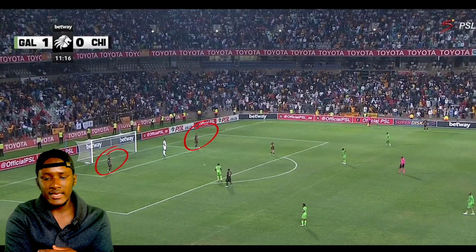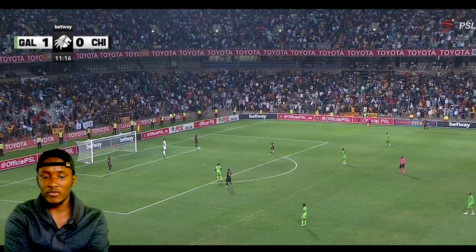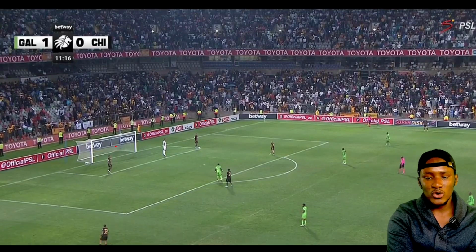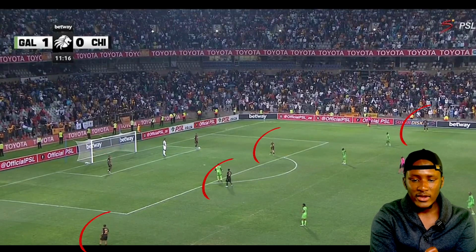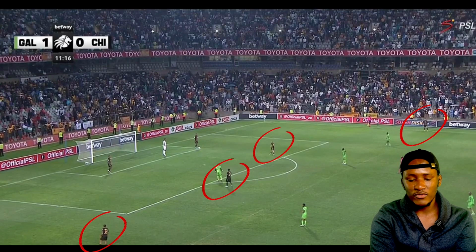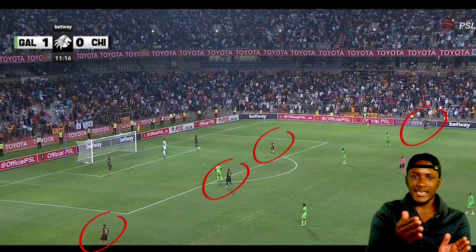So, and this is another example, Chiefs playing out from the back. I'm not showing the videos because SABC Sport took down one of my videos because I was showing the clips. So if you look here, once again, you have a situation whereby you have those two at the back and then those four as the second line.